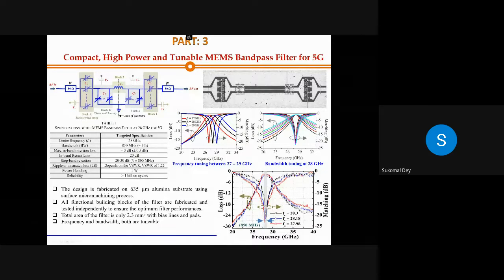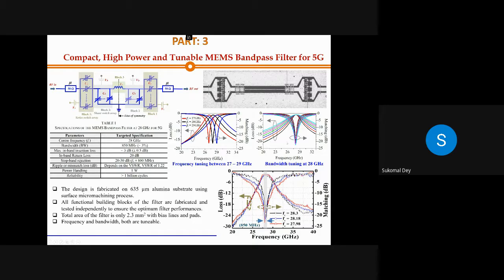Sorry, I beg your pardon, this is the filter, a bandpass filter operating at 28 gigahertz. This bandpass filter is tunable and reconfigurable in nature. It can tune from 27 to 29 gigahertz and track that center frequency tuning. All of us know that 28 gigahertz is a very important frequency in current 5G communications.